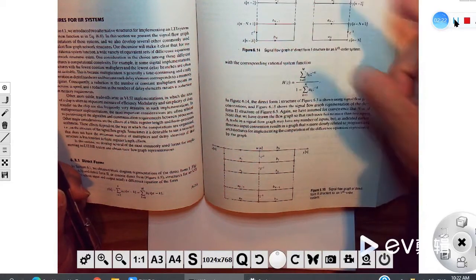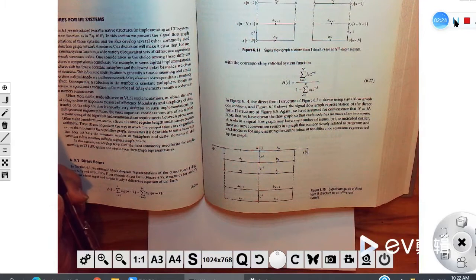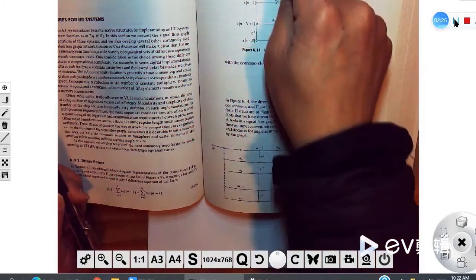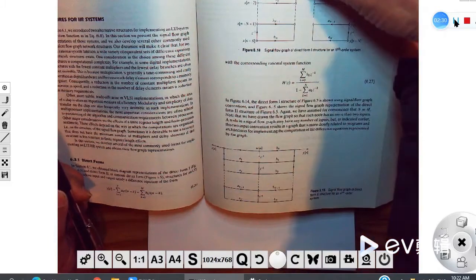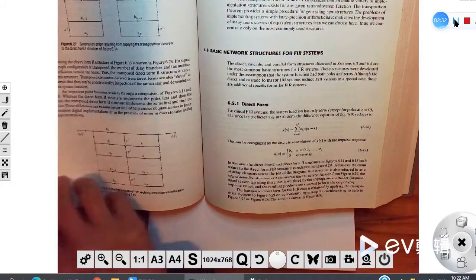Then we can do it another way. We put the forward part on the left, but we put the delay here. That will be this one. You see.